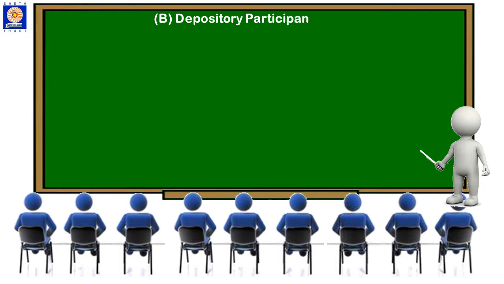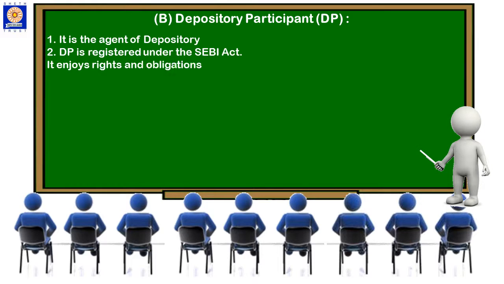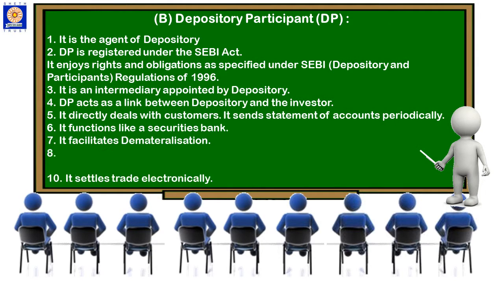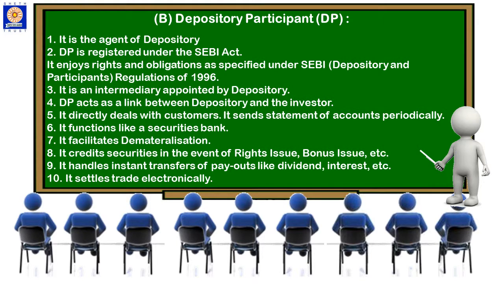The second constituent involved under the depository system is the depository participant. It is the agent of the depository. Depository participant is registered under the SEBI Act. It enjoys rights and obligations as specified under SEBI Depository and Participant Regulations of 1996. It is an intermediary appointed by the depository. In simple terms, intermediary means agent. Depository participant acts as a link between the depository and the investors.